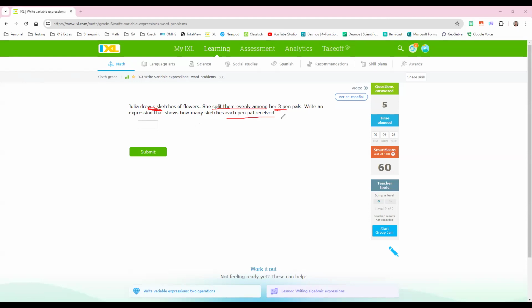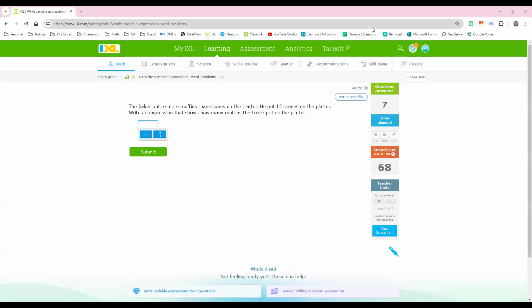So those two things right there, splitting them evenly and then wanting to know how much each person got, signify to me division. It's telling us that we're going to divide. So when we go to type this in, if we click in the answer box, we can show our division as a fraction. So we can press that button and it'll be S, however many sketches she made, divided by 3 friends. That expression matches this. All right, let's do 1 or 2 more questions together.